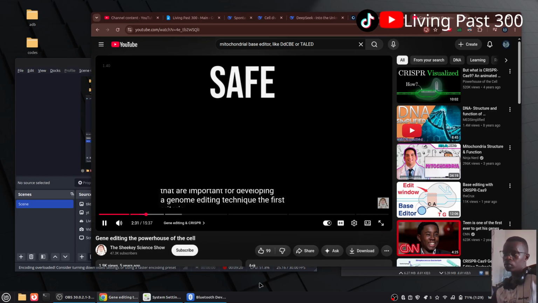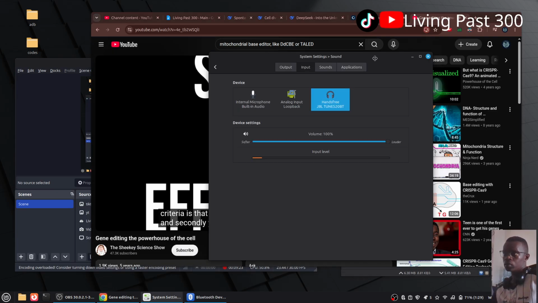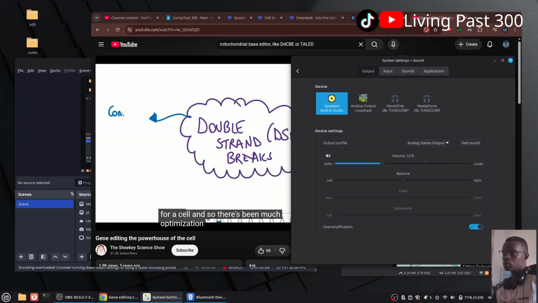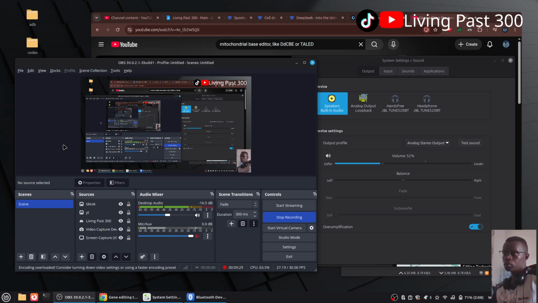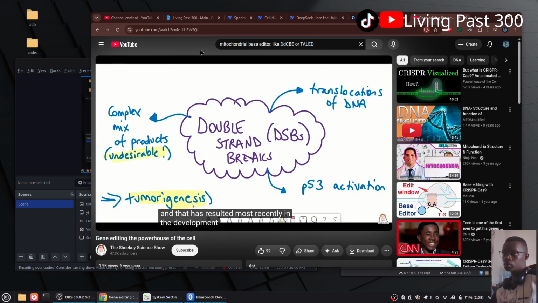The first criteria is that you want it to be safe, and secondly, you want it to be efficient. Double-strand breaks are notoriously unsafe for a cell, and so there's been much optimization to CRISPR-Cas9 systems to try and improve the safety and also the efficiency to go along with it. And that has resulted most recently in the development of prime editing.